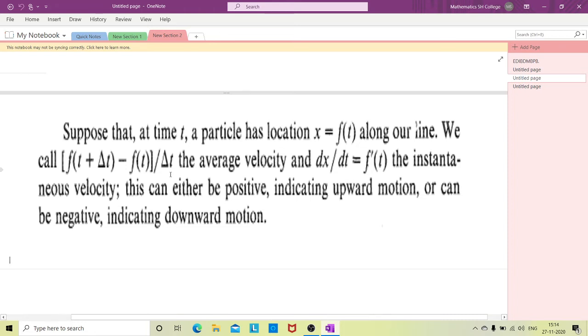And the instantaneous velocity is the limit of the average velocity, and it is the first derivative dx by dt, which is f dash of t. Now we have seen that this f dash of t can be either positive or negative. Here the function represents the motion of a particle along a line. If the first derivative f dash of t is positive, then it represents an upward motion; it is moving upward. If the first derivative is negative, then it represents a downward motion. This will be clear to you in the next example.